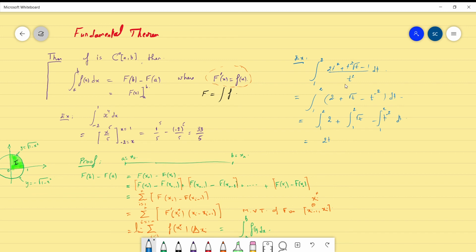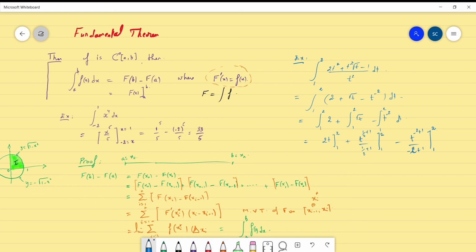So I have 2t to take between 1 and 2. This one is a power function, so it's t to the power 1 over 2 plus 1, divided by 1 over 2 plus 1, to take between the bounds. Minus this one, t to the minus 2, a power function also. You see, we are still limited by how to find antiderivatives. That's why we need to know how to find antiderivatives. Okay, and we have the exact value.